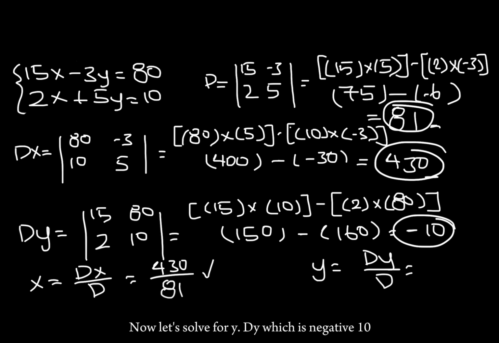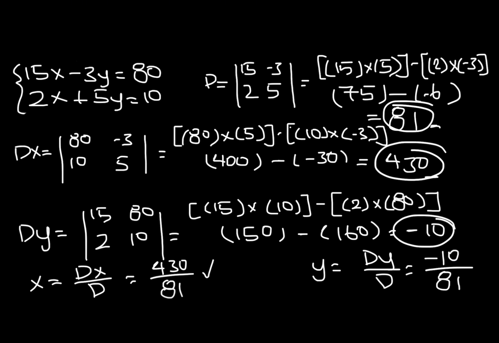Now let's solve for y. dy, which is negative 10, divided by 81. This fraction can also not be simplified any longer, therefore this is the value of y. We have therefore used Cramer's rule to solve for x and y.